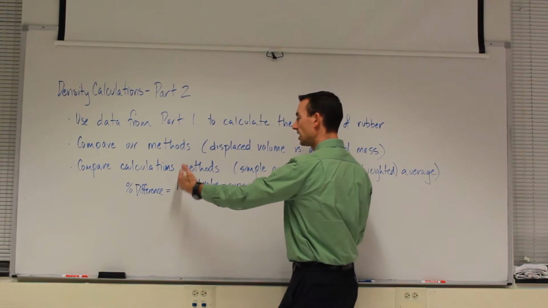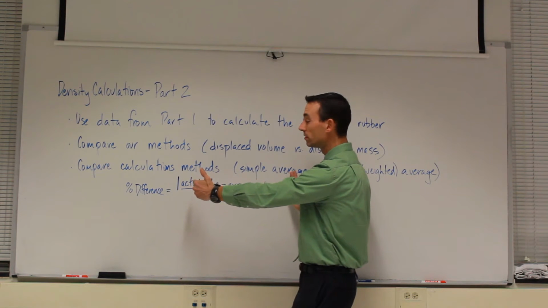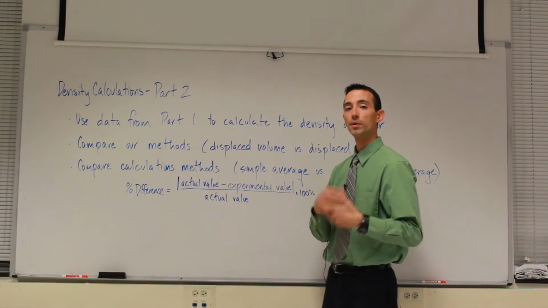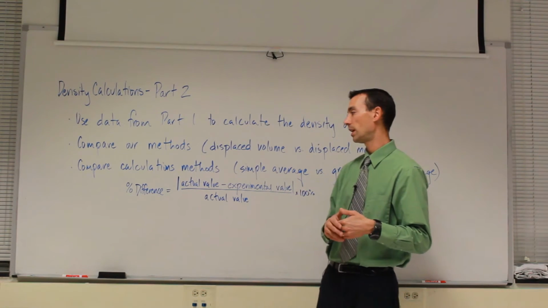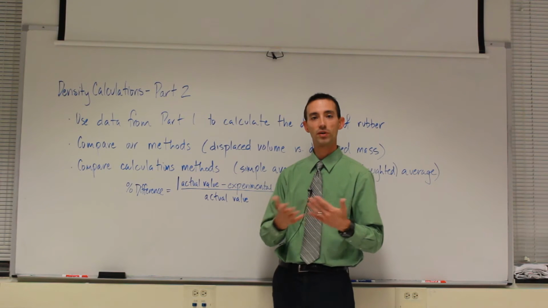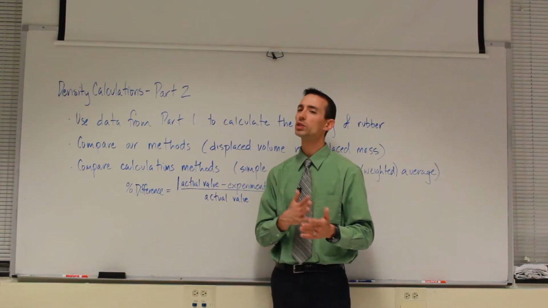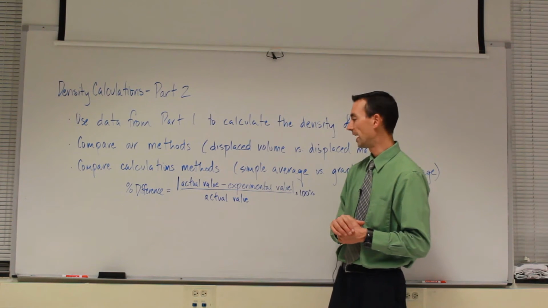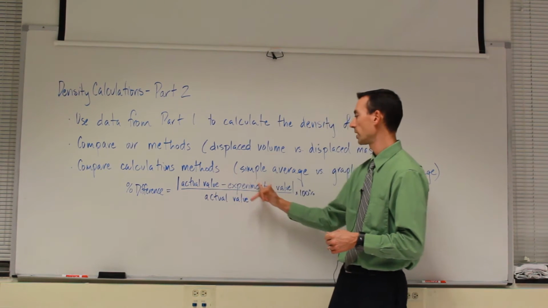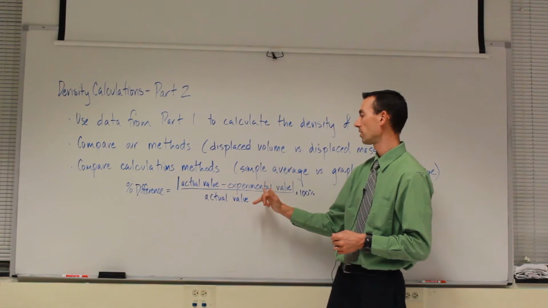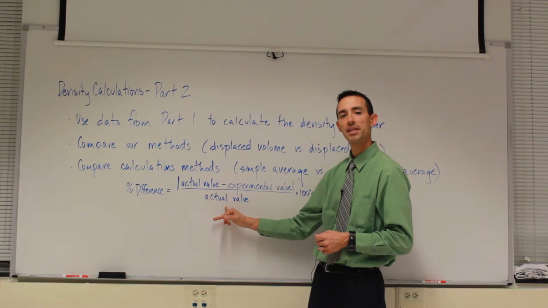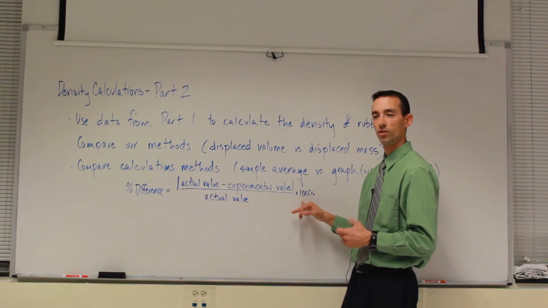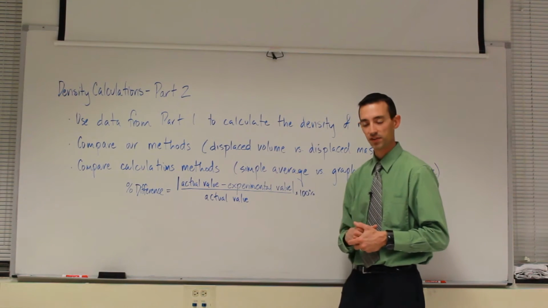So you take the difference between those two, of course. Now we take the absolute value of that, because we're always going to quantify error as a positive value. We don't care if we're above or below. We just want to know how far away we are from the true value. So we take the difference between our actual value and our experimental value, and then we would divide by the actual value and multiply it by 100% to get us to a percent difference.